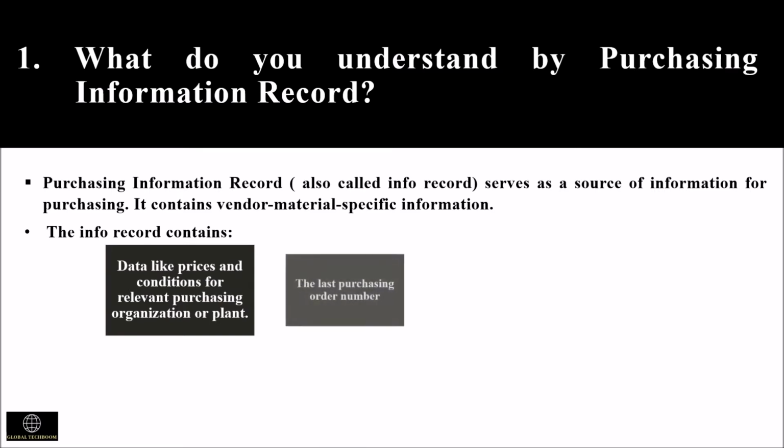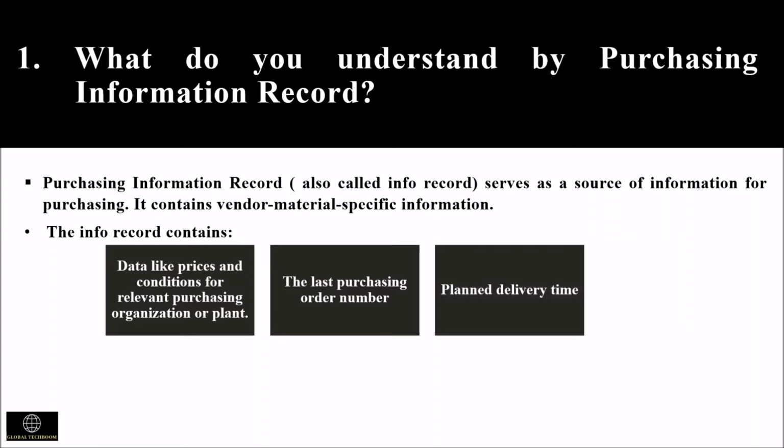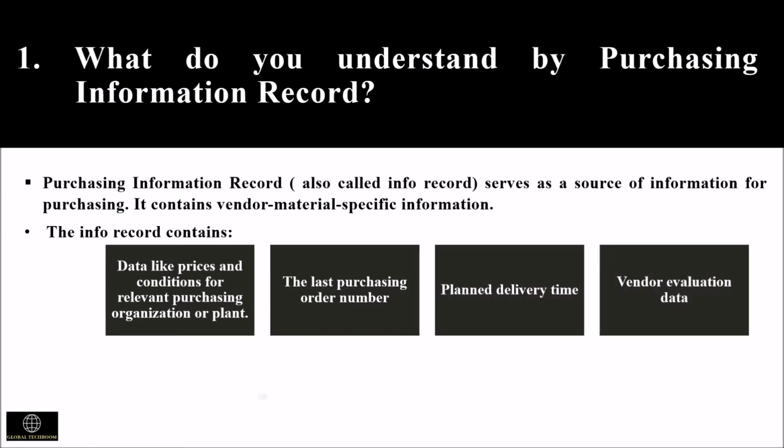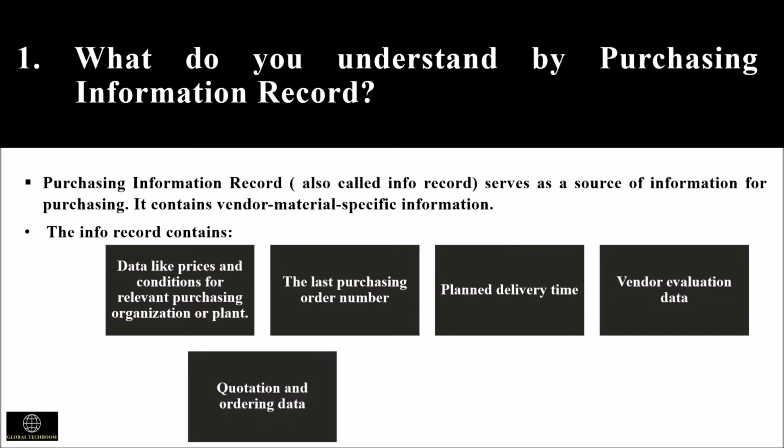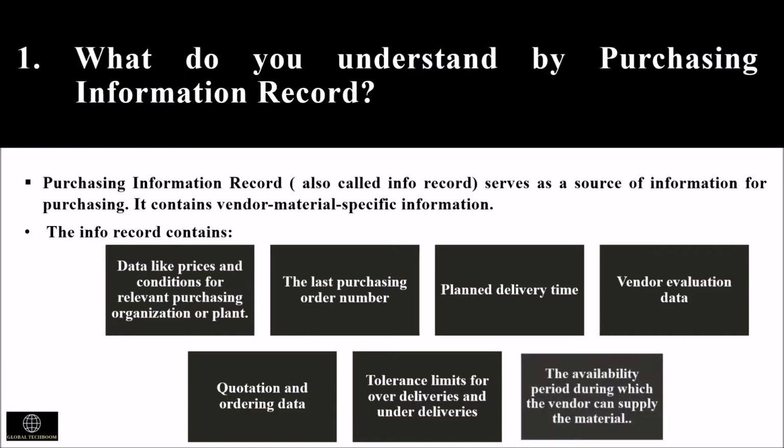The last purchasing order number, planned delivery time, vendor evaluation date, quotation and ordering data, tolerance limit for over deliveries and under deliveries, the availability period during which the vendor can supply the material.